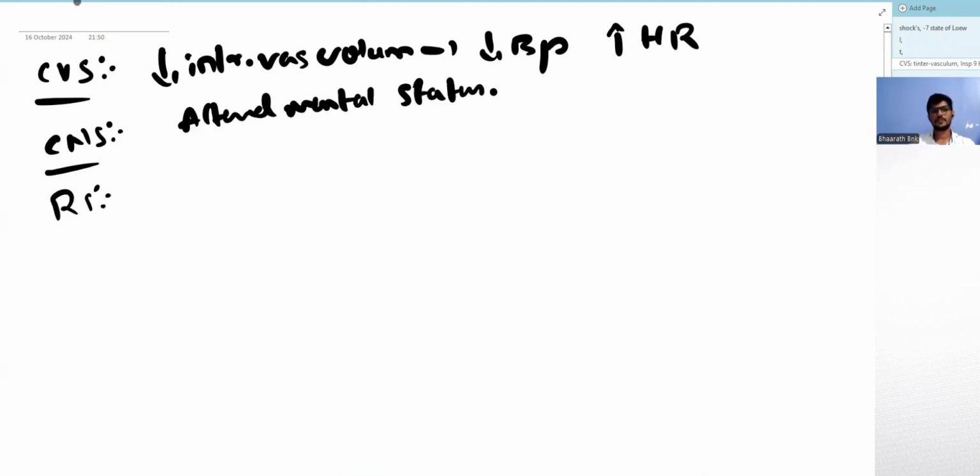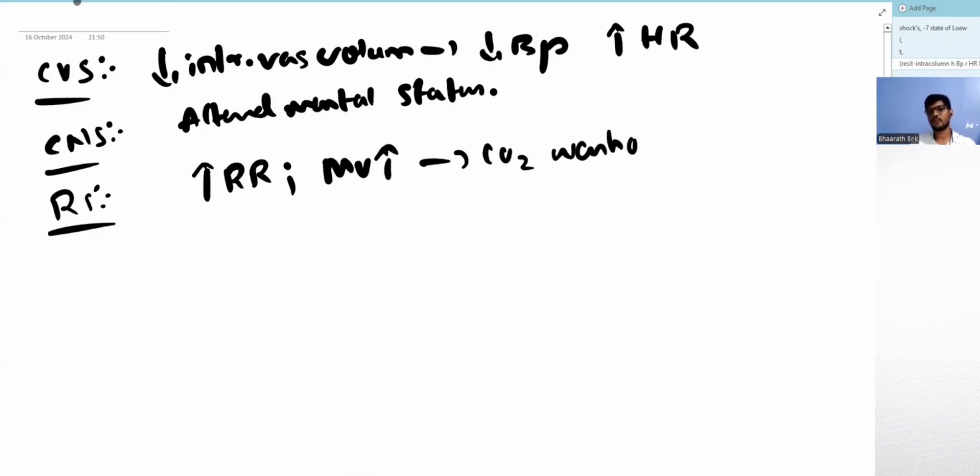And in the respiratory system, because there is acidosis, in an attempt to compensate, they need to wash out the carbon dioxide. That is why the respiratory rate increases. The minute volume increases so that carbon dioxide is washed out. And when carbon dioxide washes out satisfactorily, that causes compensatory respiratory alkalosis. So the metabolic acidosis was compensated by washout of the carbon dioxide. That is why it leads to compensatory respiratory alkalosis.